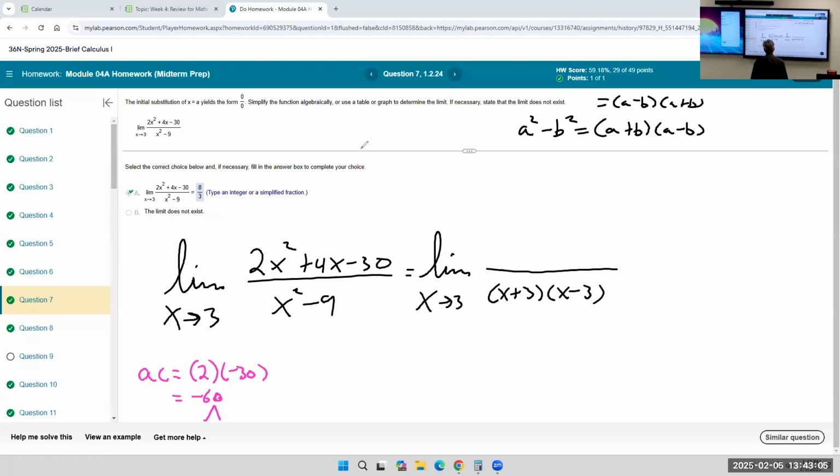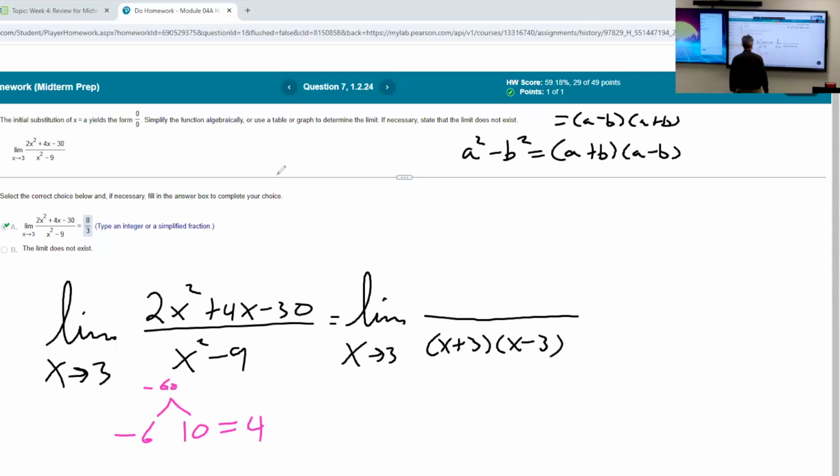So what are the factors of negative 60 which add to 4? Well, there's all kinds of factors of 60, like 1 and 60, 2 and 30, 4 and 15. So negative 6 and 10 add to 4. And if we have that, then we can go 2x squared minus 6x plus 10x minus 30. And from there, we can pick our pairs. I'm going to pick these two and these two.